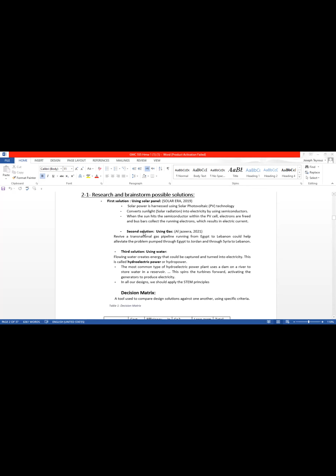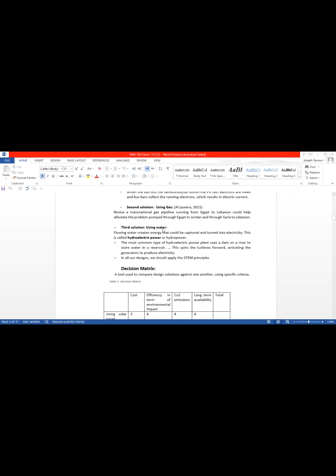Our second solution is using gas, like our government is doing now: reviving the transit gas pipelines running from Egypt to Lebanon. It could help alleviate the problem, pumping it through Egypt. And the third one is using water, which is hydroelectric power. The most common type of hydroelectric power plant uses a dam on a river to store water in a reservoir.